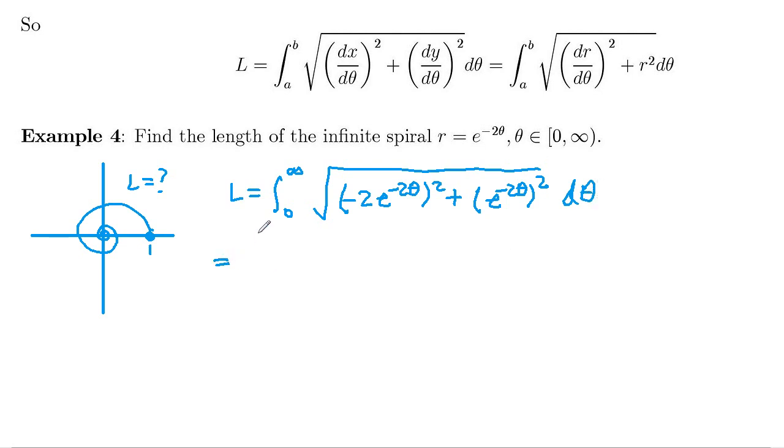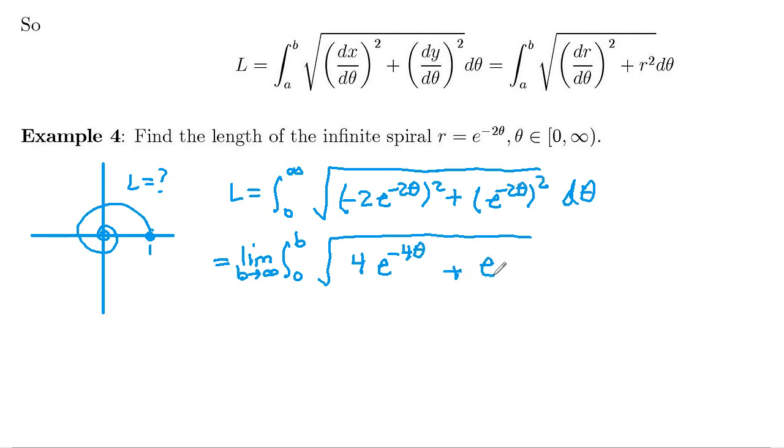So, well, first thing we need to do is replace infinity with a limit. So this will be the limit, integral 0 to b. We would let b go to infinity. And then we are integrating the square root here. Let's simplify these. So square the negative 2, you get 4. Square the e to the negative 2 theta, that's power to a power. You multiply exponents, e to the negative 4 theta. And then plus, this will be another power to a power, e to the negative 4 theta, d theta.